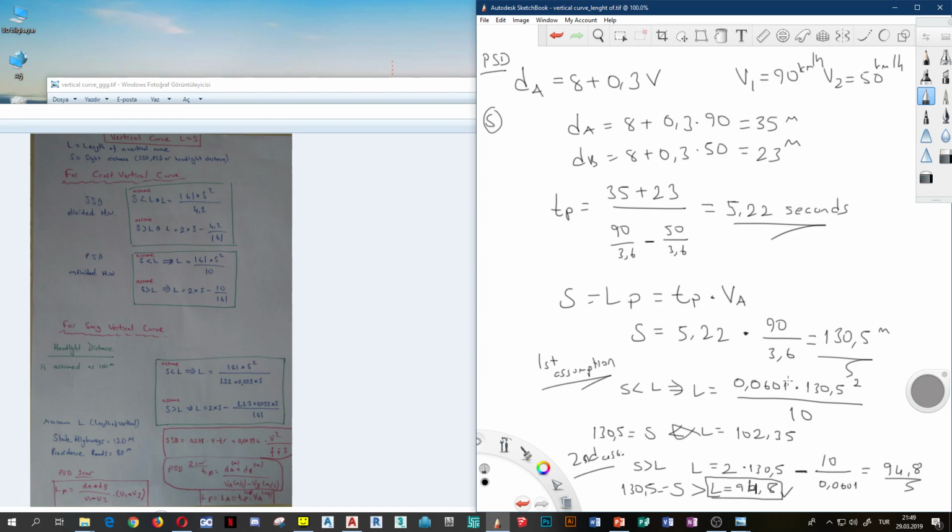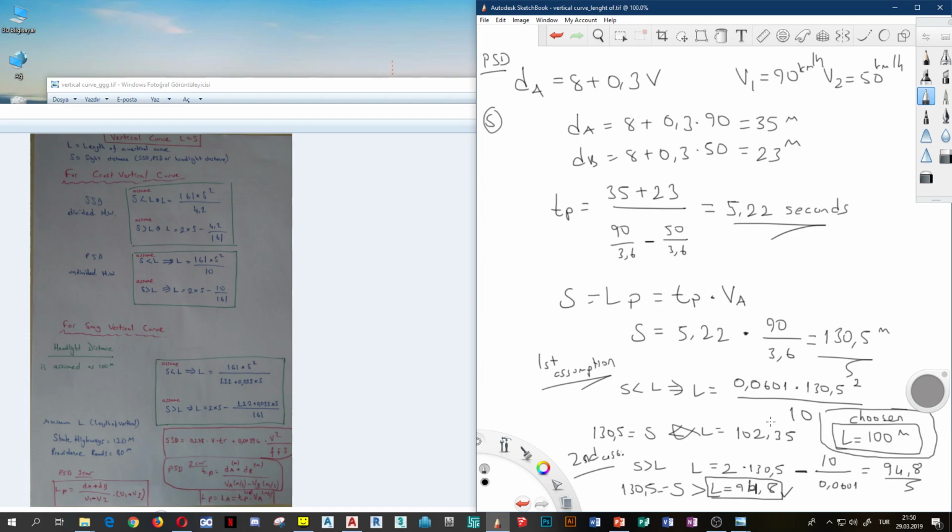Yes, I calculated my L value, and what I choose my L value. L is 100 meters. Choose it. Yes, my L value is 100.